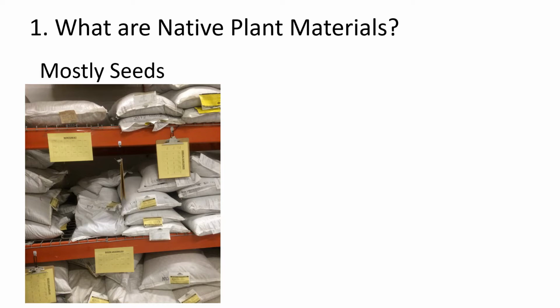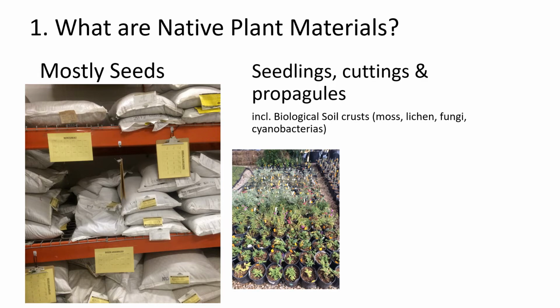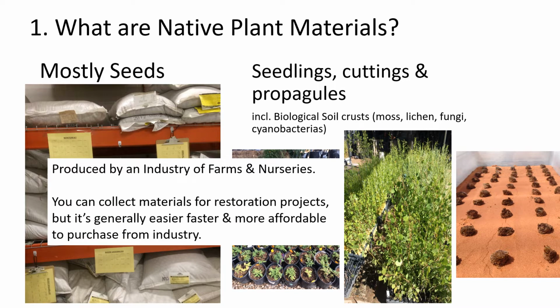But also, native plant materials are seedlings, cuttings, and other kinds of propagules. For example, nursery pots, willow cuttings, and moss cookies. These are all produced by an industry of farms and nurseries. You can certainly go out and collect materials for restoration projects on your own, but it's generally easier, faster, and more affordable to purchase from industry.